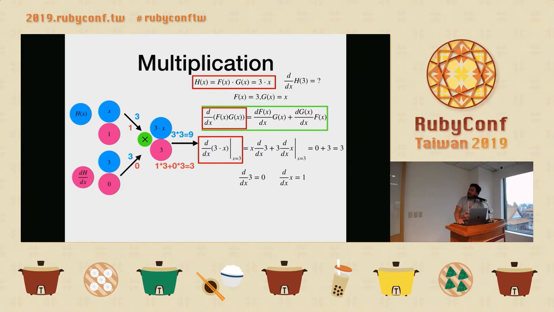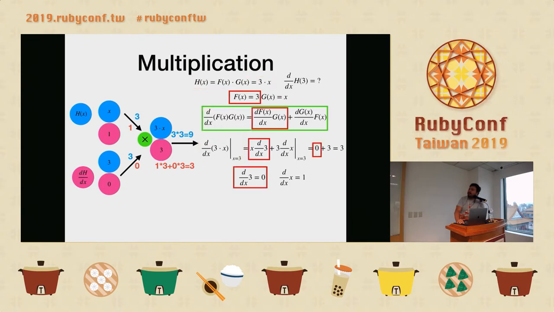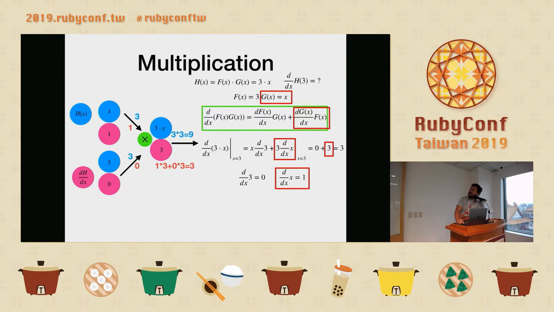The multiplication rule is that if you have two functions, you multiply them together and you want to get the derivative of it. What you do is you take the derivative of the left part and multiply it by the original value of the right part. And then you do it in reverse: you get the derivative of the right part and multiply by the left part. So we just add it up, and we get 3.